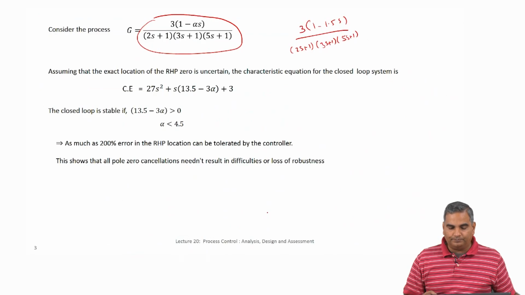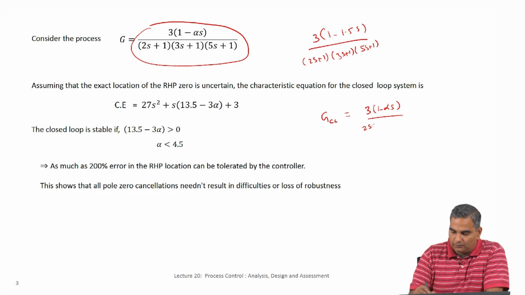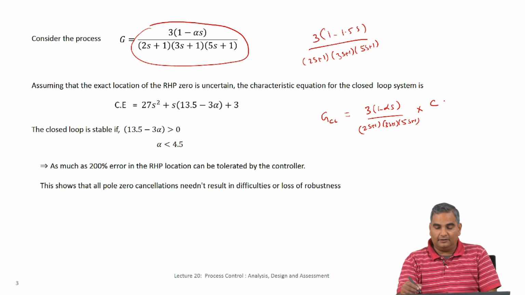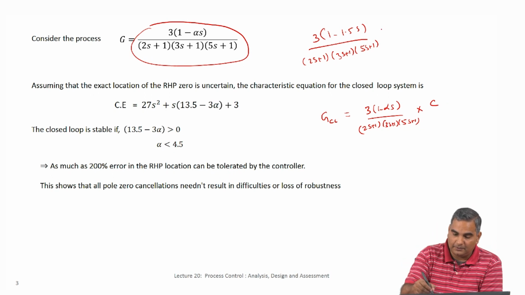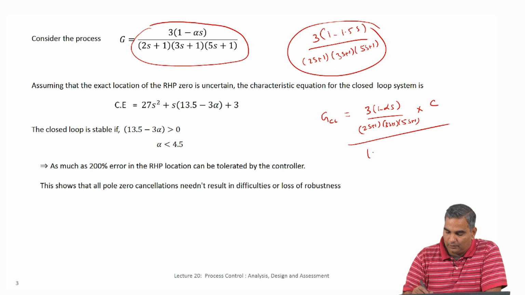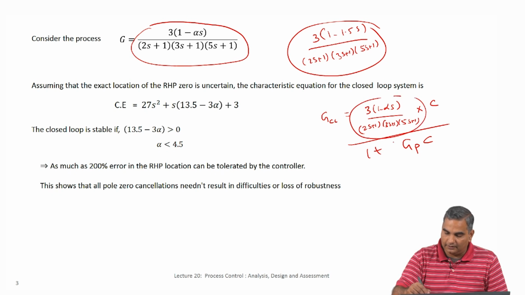Okay. So, now when you look at the closed loop system, the G closed loop is going to be equal to GPC. Okay. So, GP has to be now 3 times 1 minus alpha s divided by 2 s plus 1, 3 s plus 1, 5 s plus 1, times the same controller that we derived last time. Now, notice that this controller does not change because this is based on this model. Okay. So, I use the same controller here and then I do this 1 plus GPC. And this GP is again this thing right here.